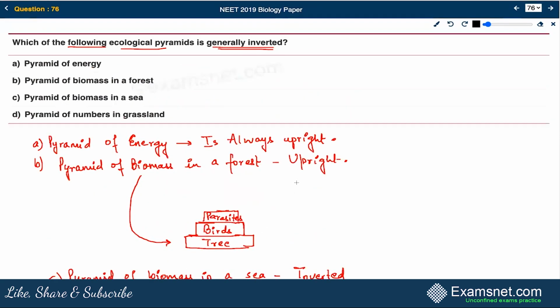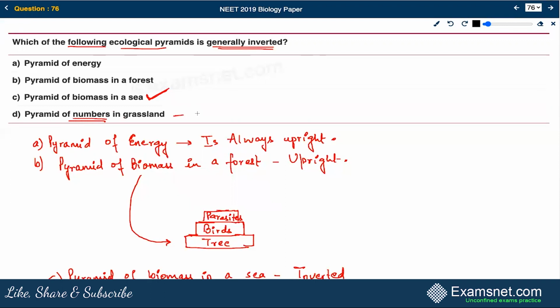All right. So definitely this is the correct answer, and we have found it. The other one is pyramid of number in grassland. If you consider it on the basis of number, definitely the number of grasses will be high, so this is also considered an upright pyramid. So that's why the correct answer is option C.